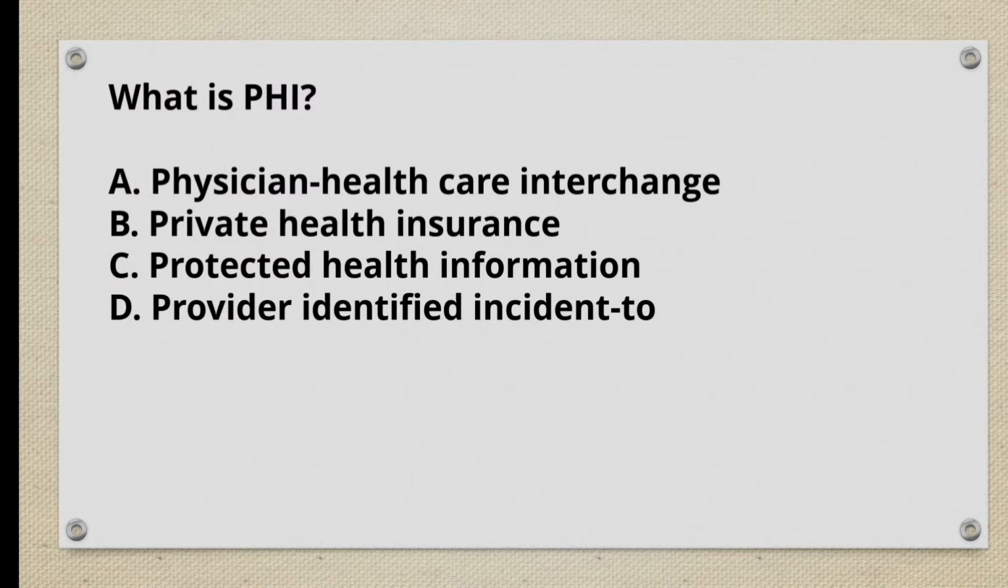What is the full form of PHI? Option A Physician Healthcare Interchange, option B, private health insurance. Option C, protected health information. Option D, provider identified incident 2. The right answer is option C, protected health information.